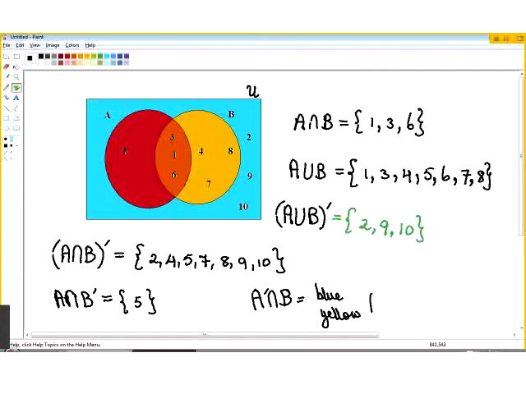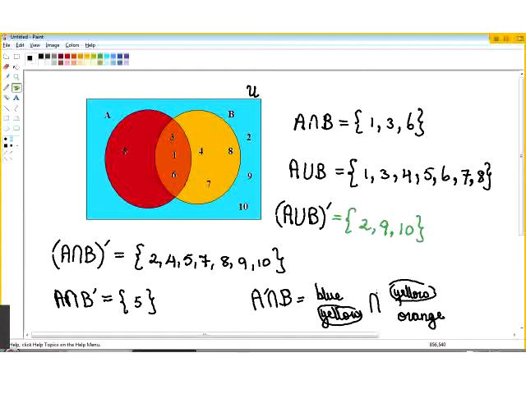Okay, and we're looking at what's common between that and B, which will be the region yellow and orange. So when we say intersect, we're looking at what is common, and the only thing that's common would be the yellow region.